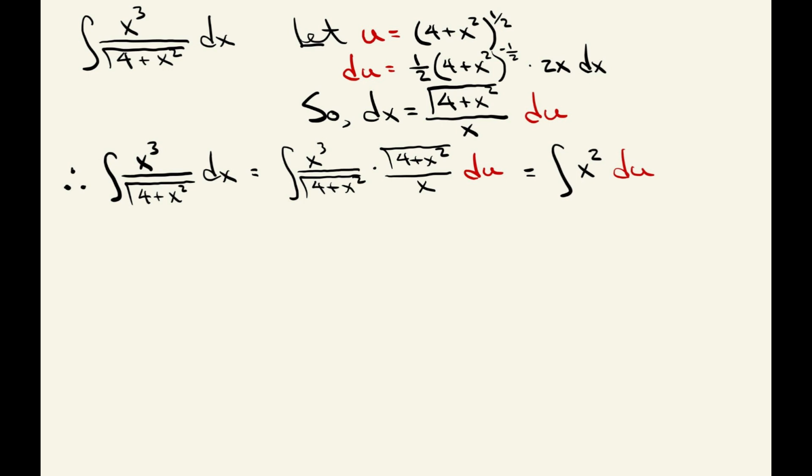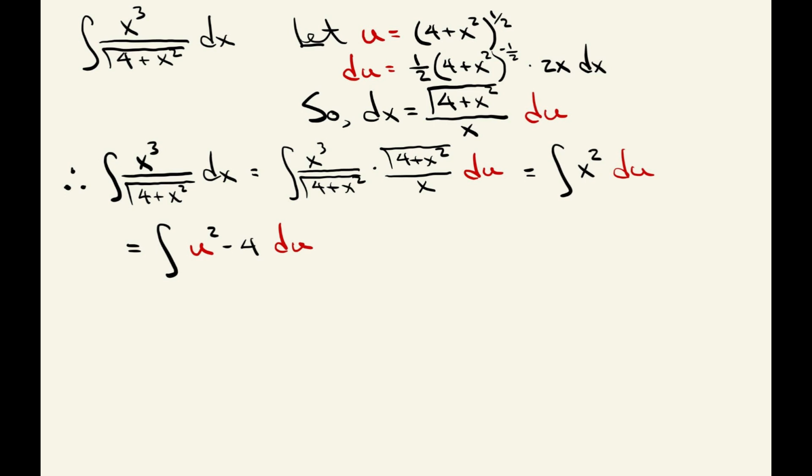This leaves us with an integral in terms of two different variables, so we have just a little bit more work to do. But if we go up to our substitution line where we let u be (4 plus x squared) to the 1/2 power, squaring both sides and subtracting 4 tells us that x squared is equal to u squared minus 4. So we have now transformed our original integral in terms of x into an integral in terms of u that is very easy to evaluate.